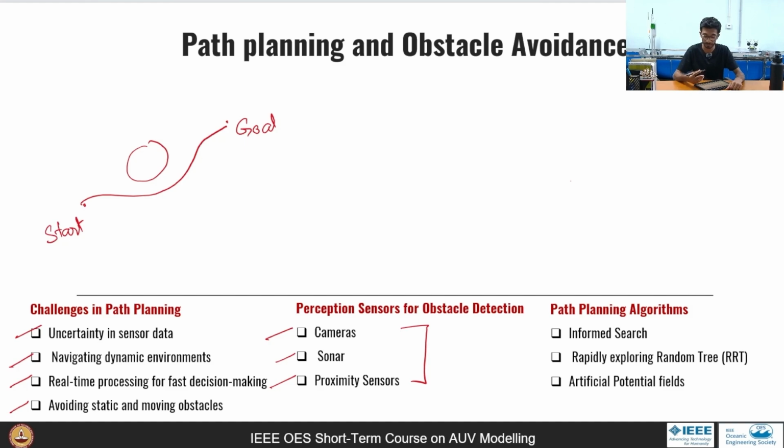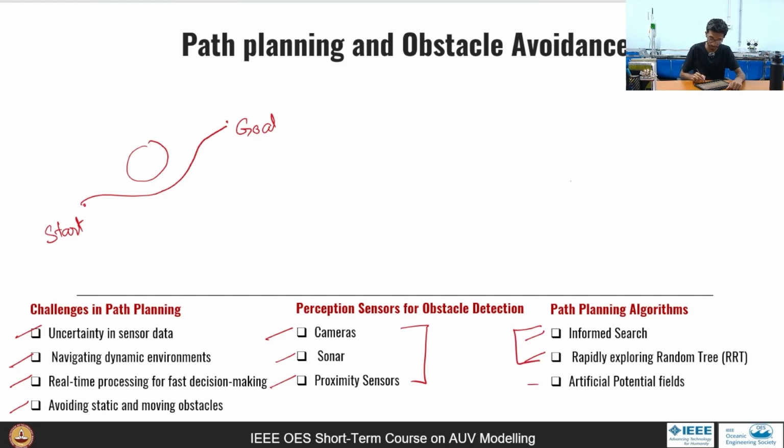There are three key types of algorithms that we can think of when it comes to path planning. We can consider informed search algorithms, which essentially aim to identify an optimal path from a start location to a goal location. And there are faster but non-optimal algorithms also, such as the rapidly exploring random trees. But these two can be classified as global planning algorithms.